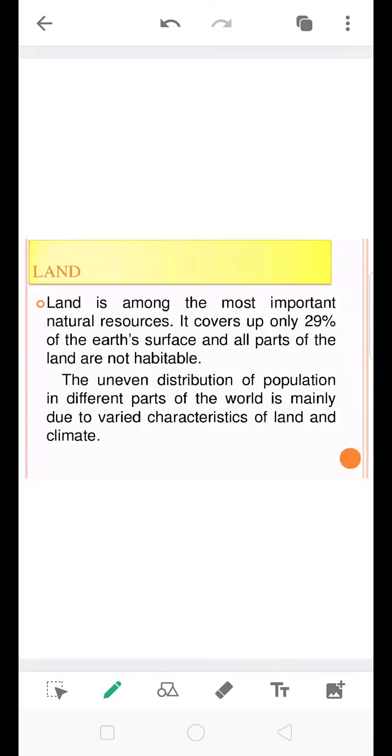Welcome dear all. We have already studied about land. Today we will be doing a bit of revision of what we've studied in the earlier video. We have studied about land as a resource. Land is among the most important natural resources.